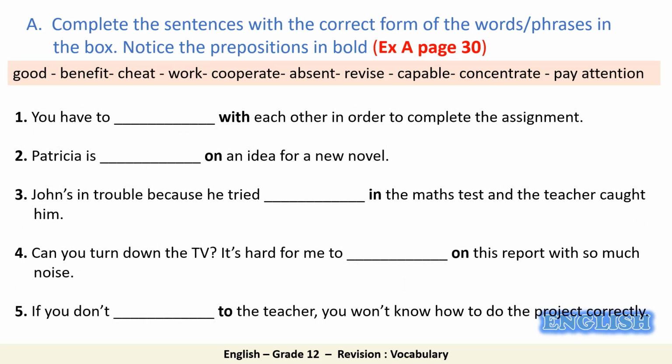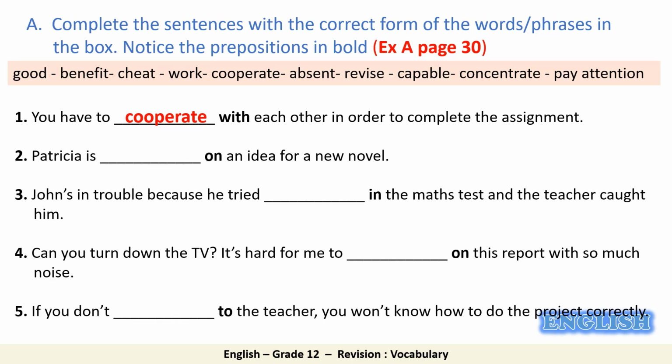Now let's correct. Number 1. You have to with each other in order to complete the assignment. The missing word means to collaborate or to work together. So it is to cooperate. Excellent. To cooperate with each other in order to complete the assignment.